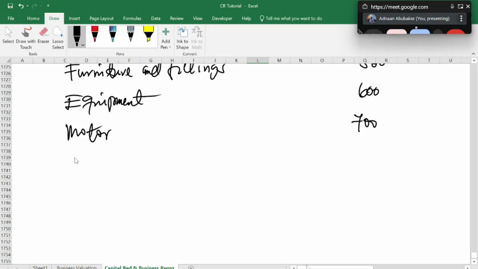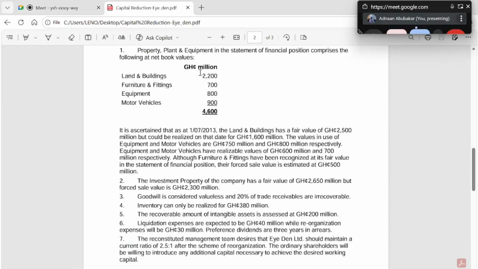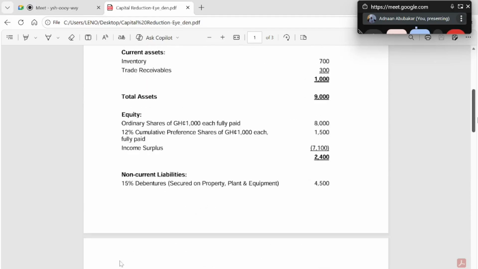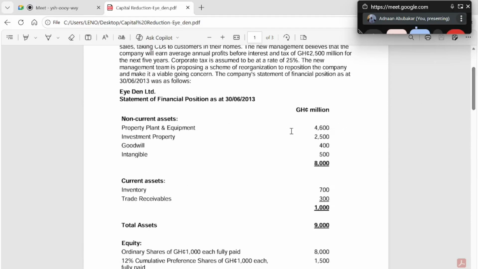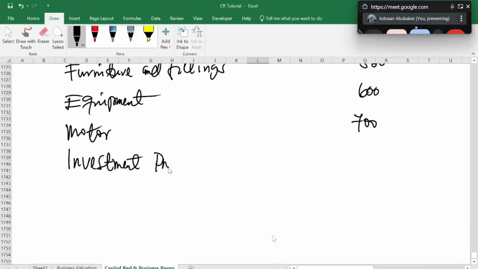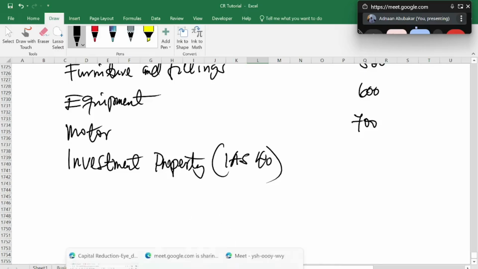So we are picking the investment property. Then let's go to investment property. So it means we are done with PPE, right? Yes. We are done with PPE. So we are now coming to investment property. Investment property falls under which standard? It's IAS 40. Okay. 40.